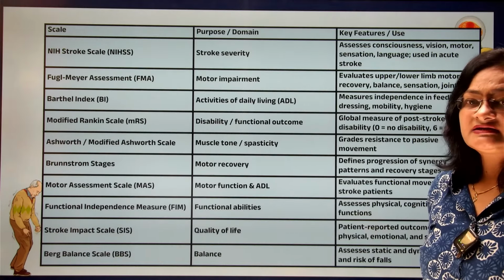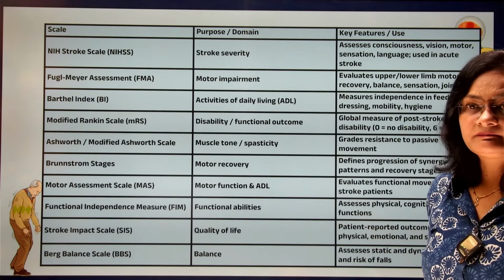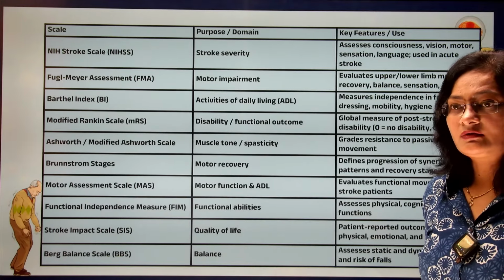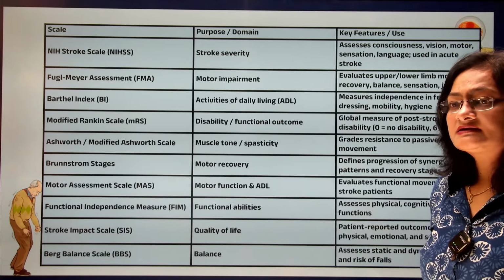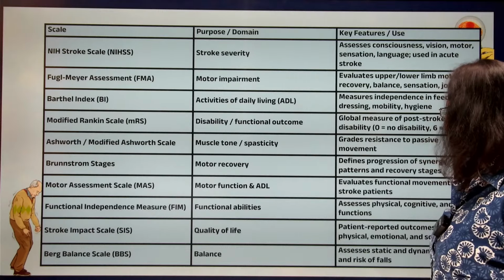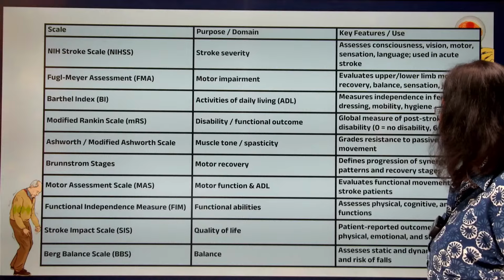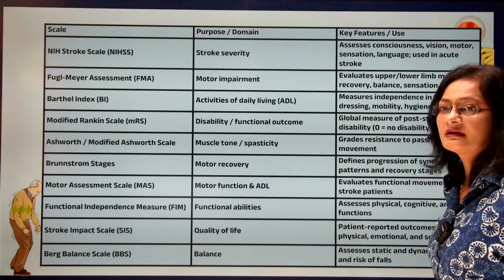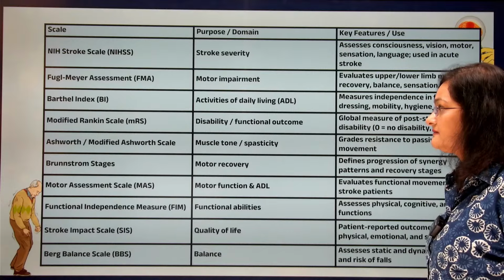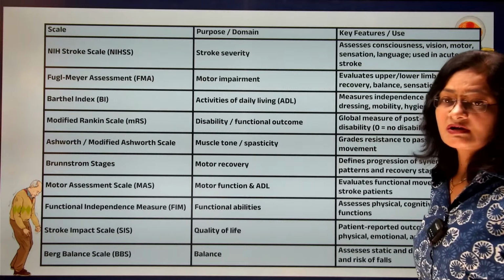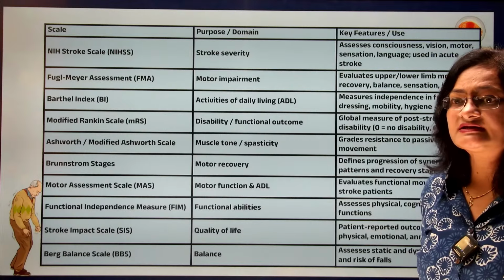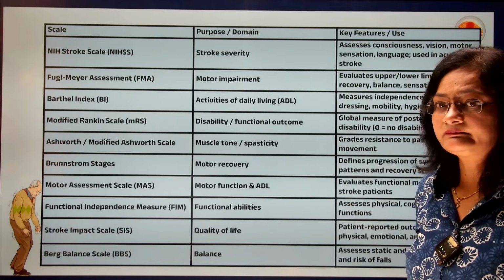Then next is the modified Rankin scale. It is used to measure disability or functional outcome. It assesses post-stroke disability, where 0 is no disability, and 6 results in death, that is severe disability. Then the Ashworth or modified Ashworth scale is mainly used for assessing muscle tone or spasticity.